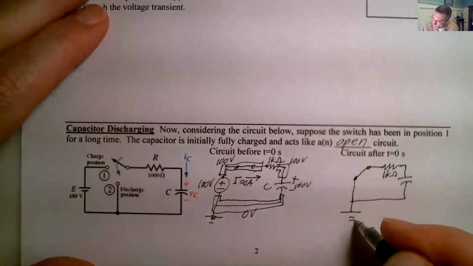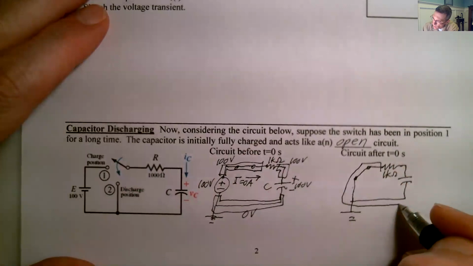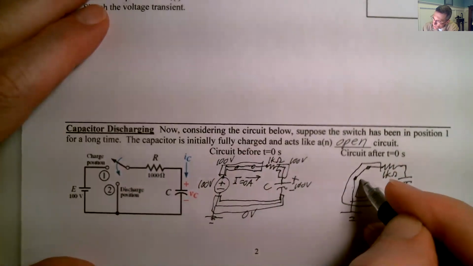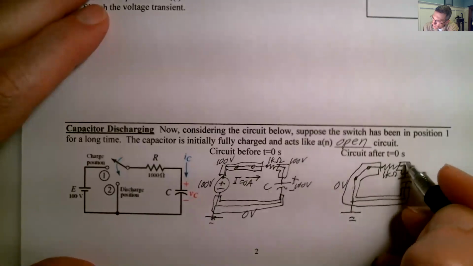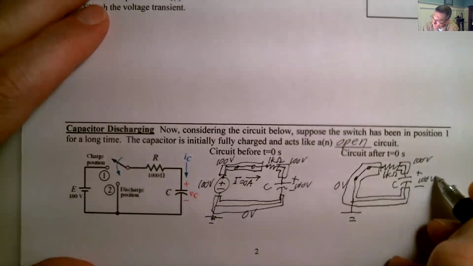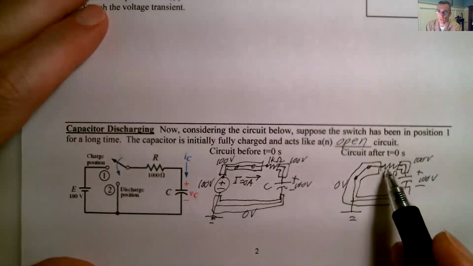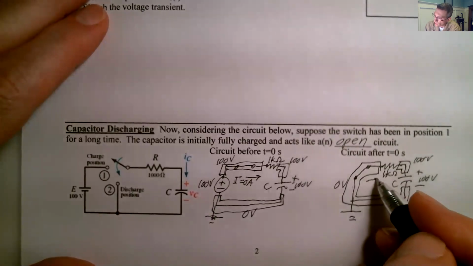This is ground, and now ground goes all the way around. So that is 0 volts there, and this node is at 100 volts, right? Because that's the capacitor at 100 volts. Right now, this resistor has 100 volts across it, and we were originally defining our current as going that way.